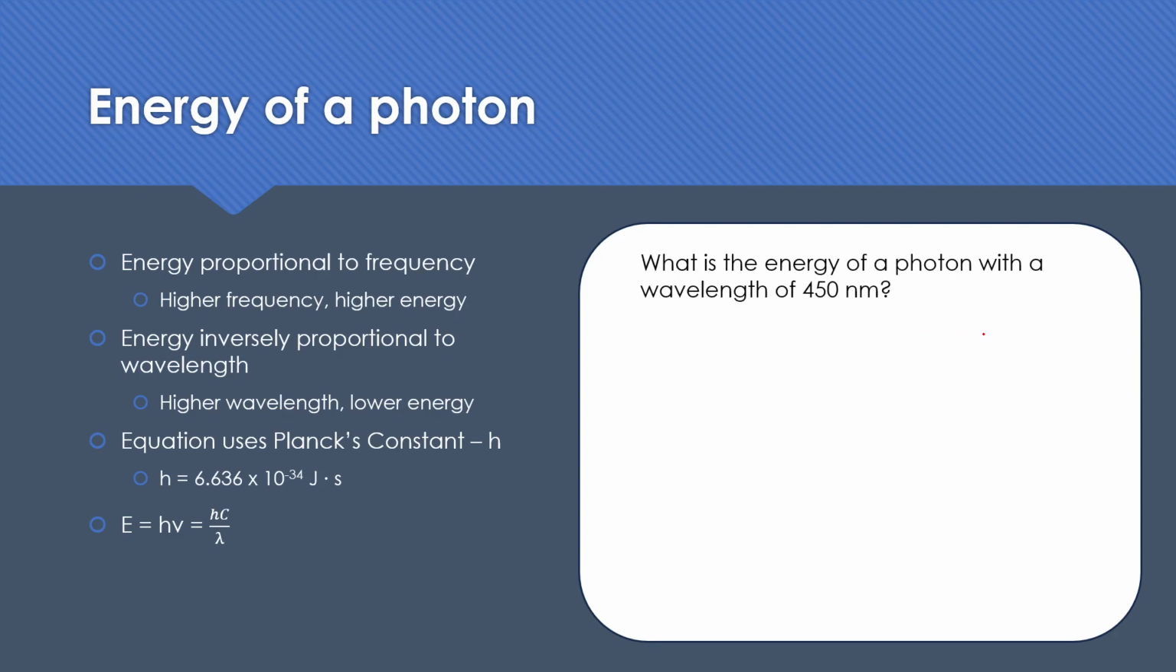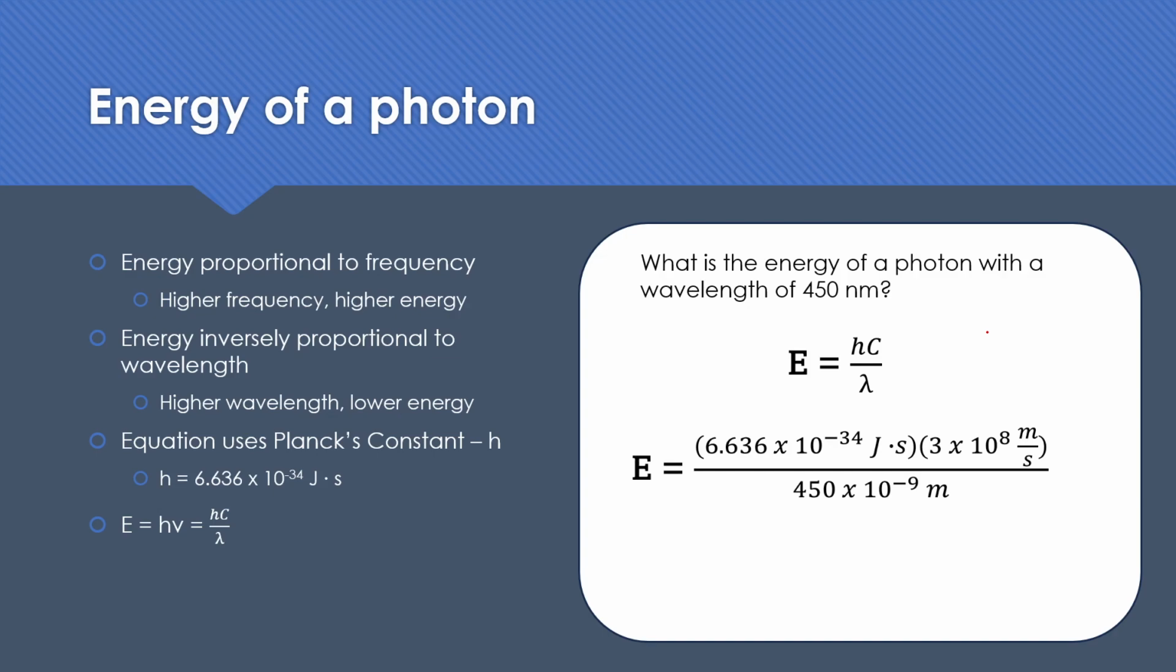So we could say, what is the energy of a photon with a wavelength of 450 nanometers? E is equal to hc over lambda. So you do 6.636 times 10 to the minus 34 joules times seconds, times 3 times 10 to the 8th meters per second, divided by 450 times 10 to the minus 9th meters, and you get 4.424 times 10 to the minus 19th joules. For visible light, 10 to the minus 19 joules is about the right range, just so you have an idea of where you're shooting for.